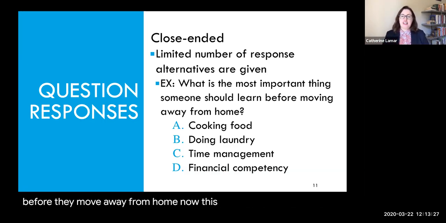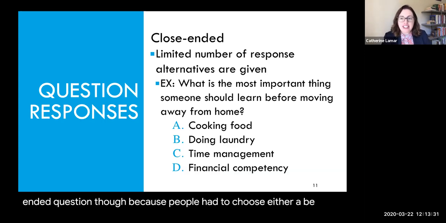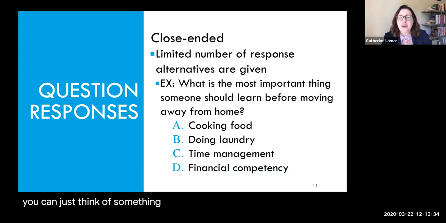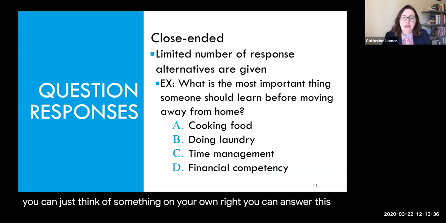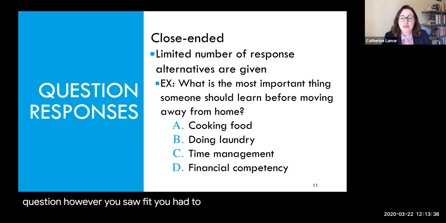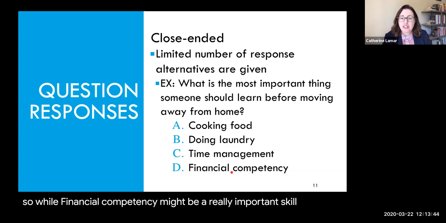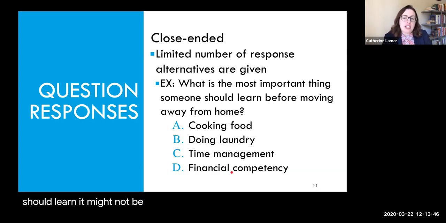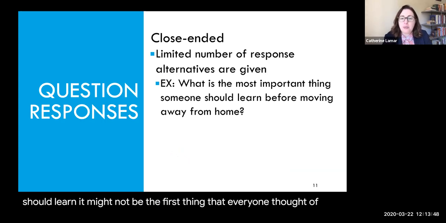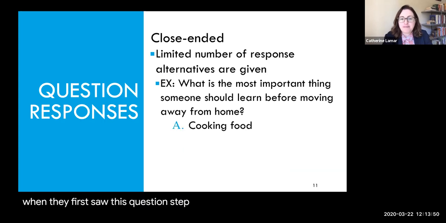Now, this is an example of a close-ended question, though, because people had to choose either A, B, C, or D. You couldn't just think of something on your own, right? You couldn't answer this question however you saw fit. You had to choose one of these options. So while financial competency might be a really important skill someone should learn, it might not be the first thing that everyone thought of when they first saw this question stem.